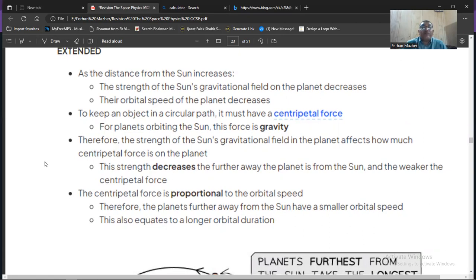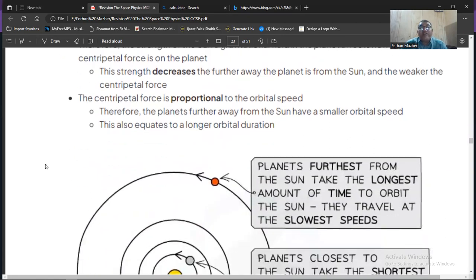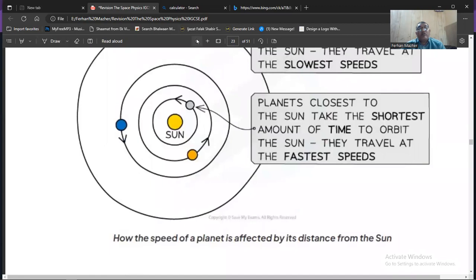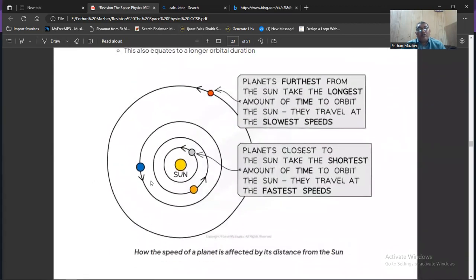The strength decreases the further away the planet is from the sun, and the weaker the centripetal force. The centripetal force is proportional to the orbital speed. Therefore, the planets further away from the sun have a smaller orbital speed. This also equates to a longer orbital duration. So the planets furthest from the sun take the longest amount of time to orbit the sun. They travel at the slowest speed. The planets closest to the sun take the shortest amount of time to orbit the sun. They travel at the fastest speed.